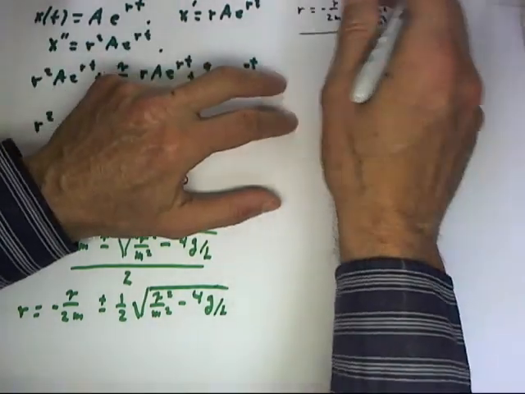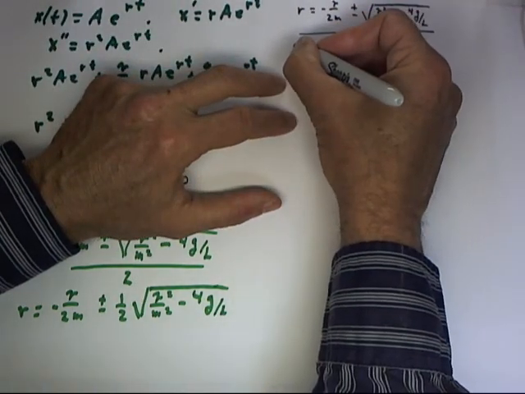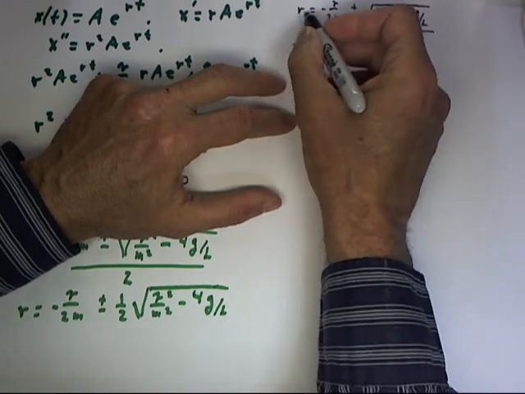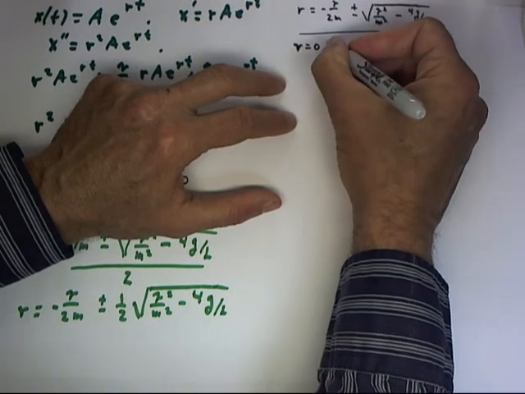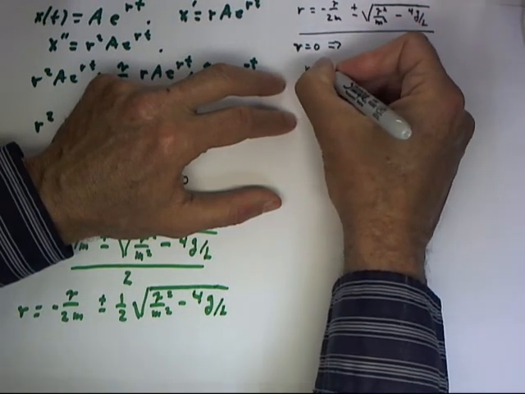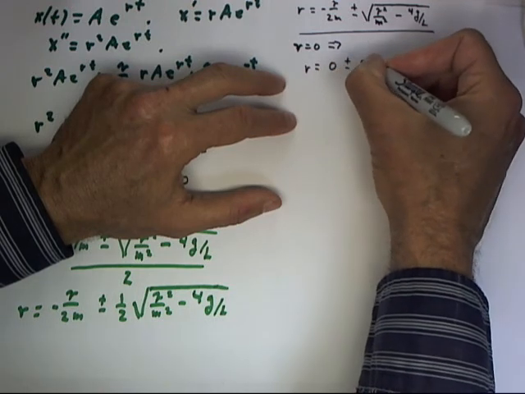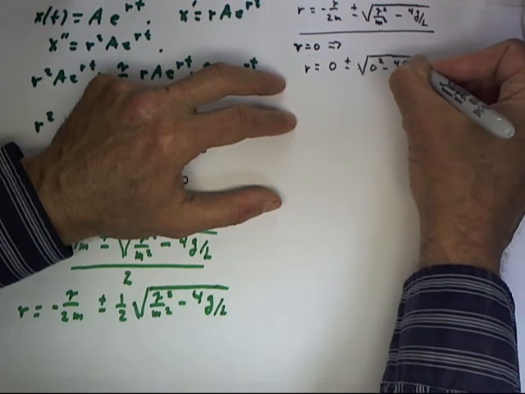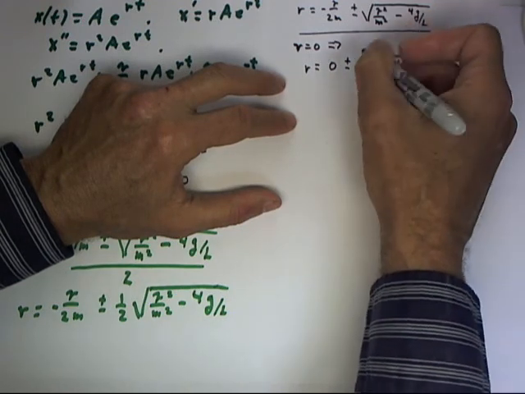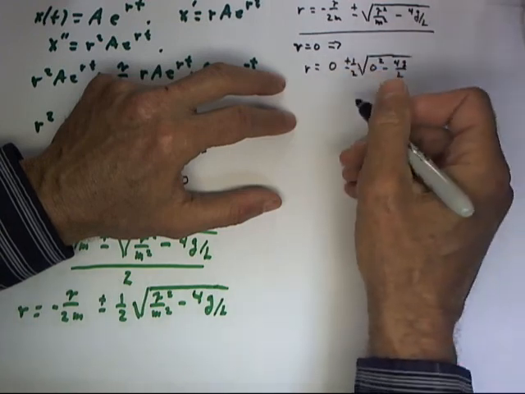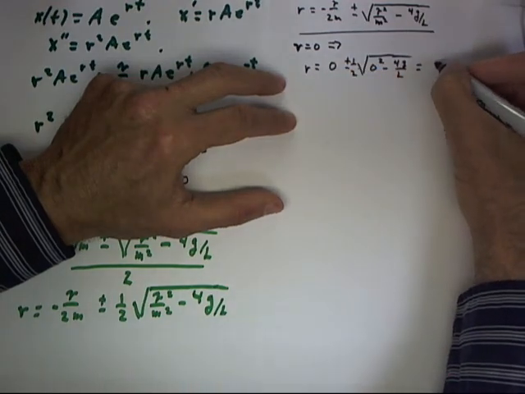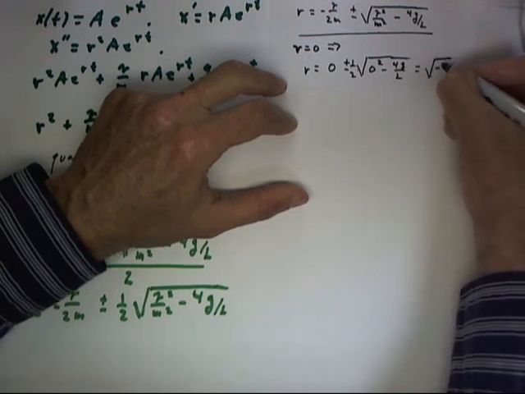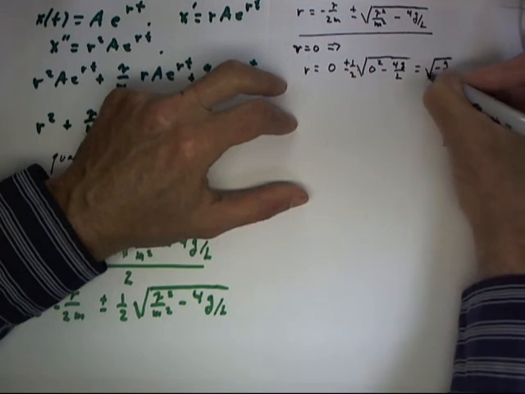So let's just see. If gamma equals 0, okay, then what? Then r equals 0 plus or minus the square root of 0 squared minus 4g over L, and I lost my 1/2 here, and that simply equals the square root of negative g over L.